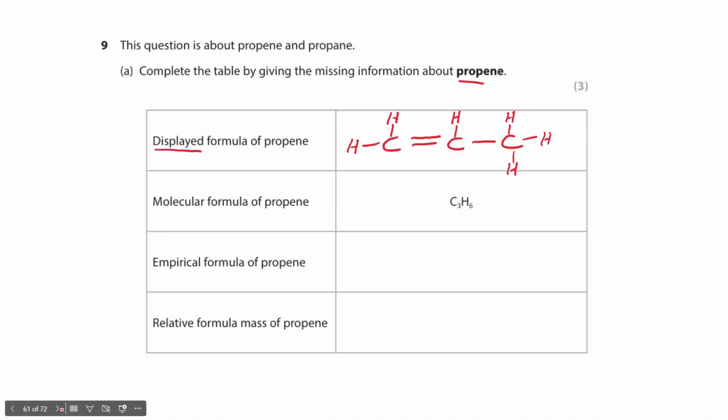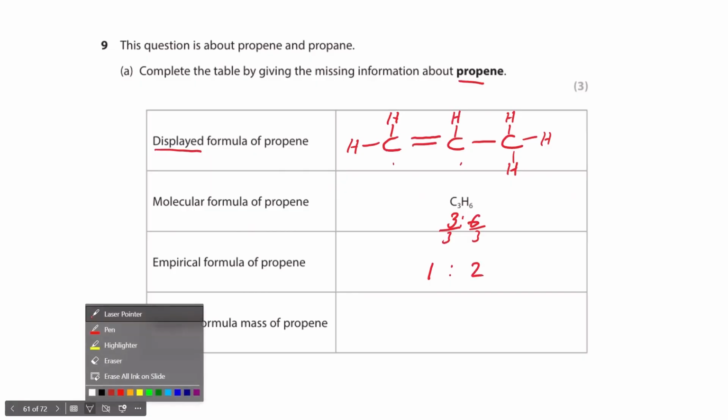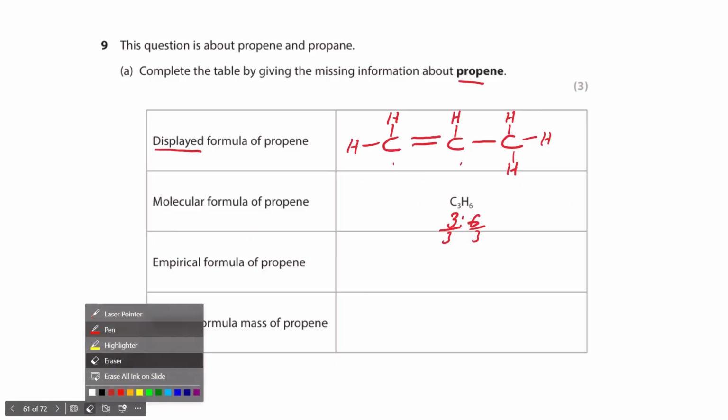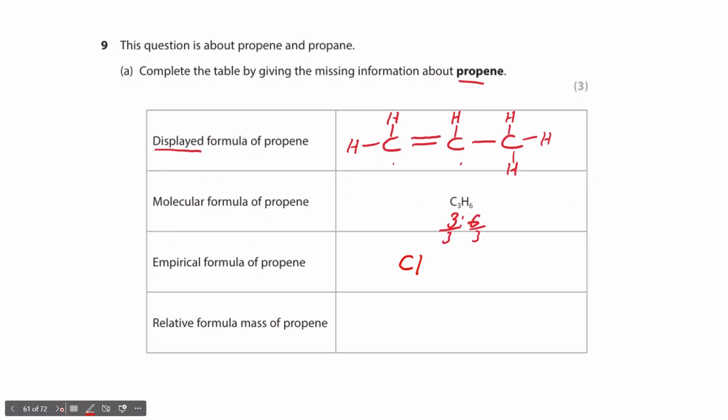Right. Molecular formula of propene. The molecular formula of propene is C3H6. Yes, we can see 1, 2, 3 carbon and 1, 2, 3, 4, 5, 6 hydrogen. Empirical formula of propene: ratio 3:6. The simplest ratio, if you divide both sides by 3: 3 divided by 3 is 1, 6 divided by 3 is 2. So the simplest ratio here is C1H2, that means CH2.